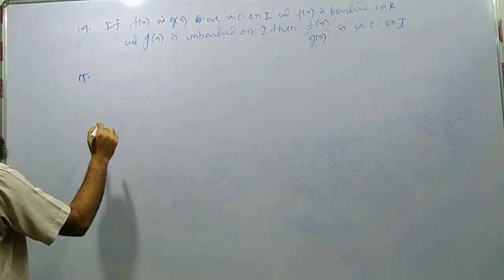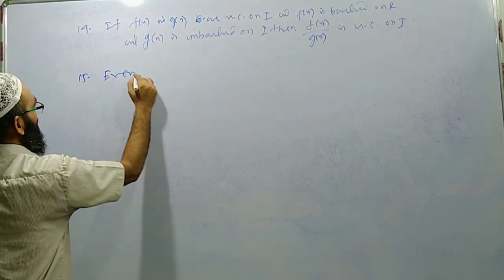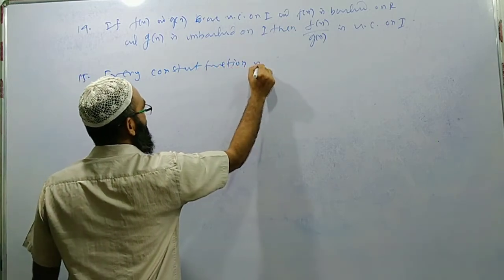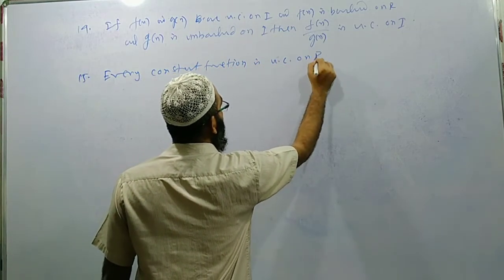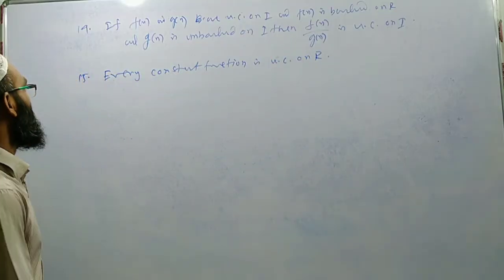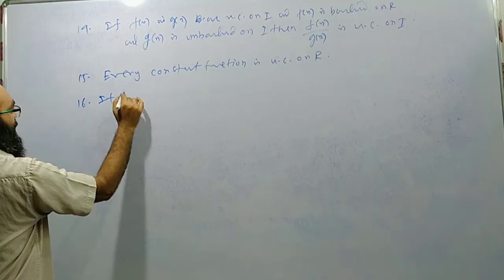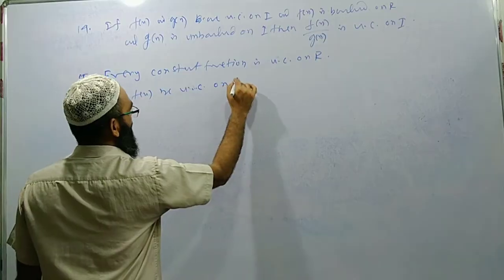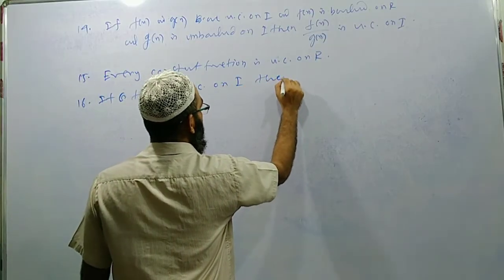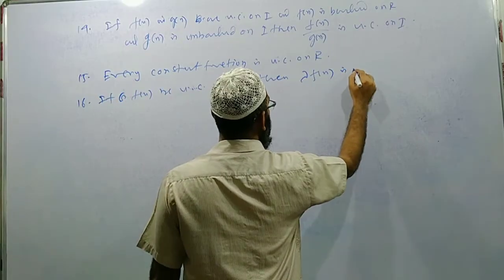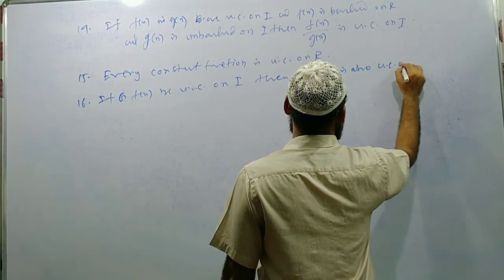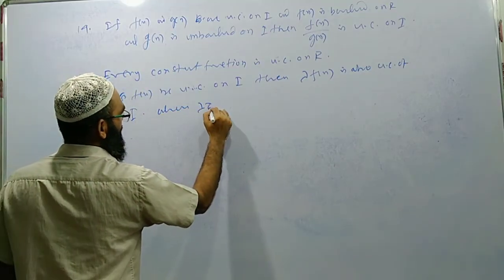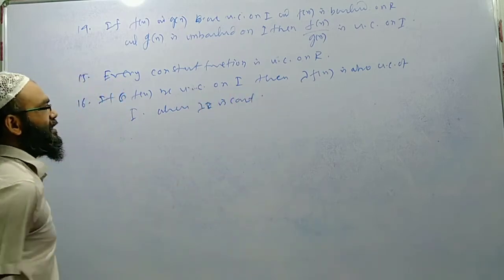And number 15: every constant function is uniformly continuous on any interval I. Number 16: if f(x) is uniformly continuous on I, then lambda into f(x) is also uniformly continuous on I, where lambda is any constant.